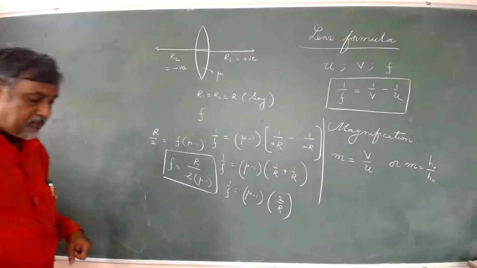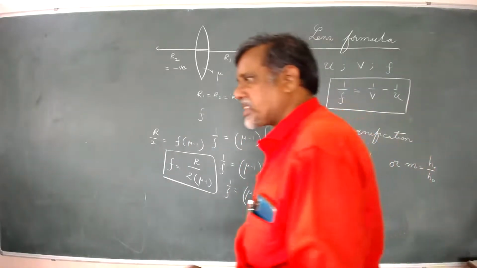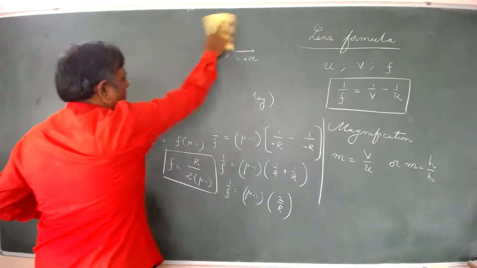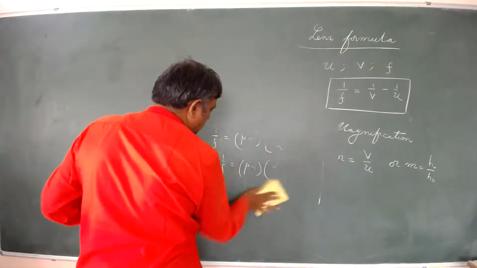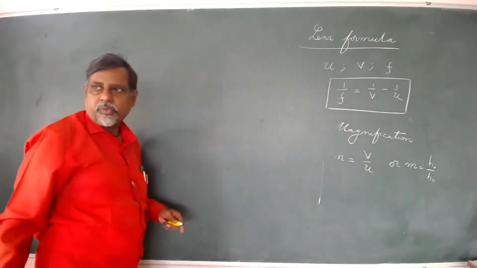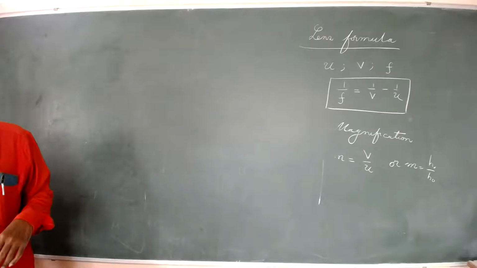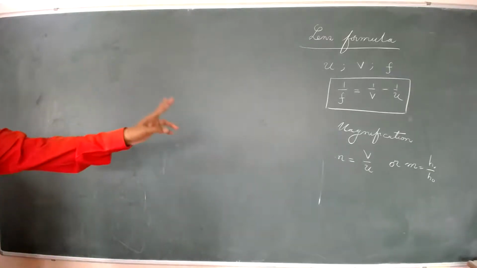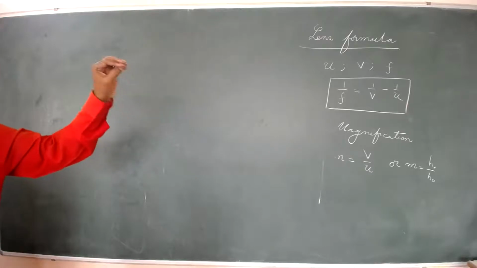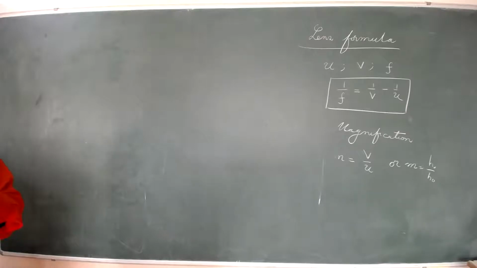And one more important formula we come across in the case of lenses. Sometimes lenses are taken as a combination. When the lenses are taken as a combination, the focal length will get affected. Each lens will have its own focal length separately, but when you take those two lenses as a combination, the focal length becomes effective, which is called the effective focal length or total focal length.